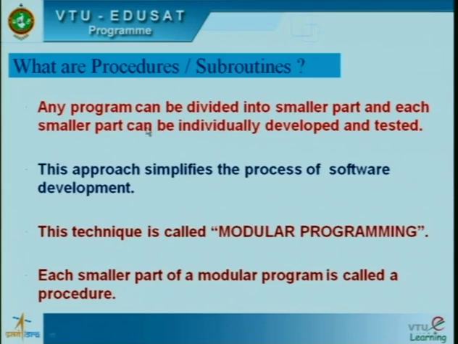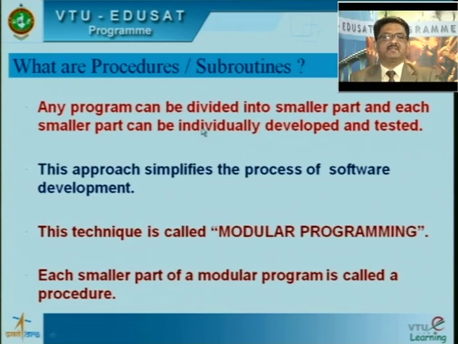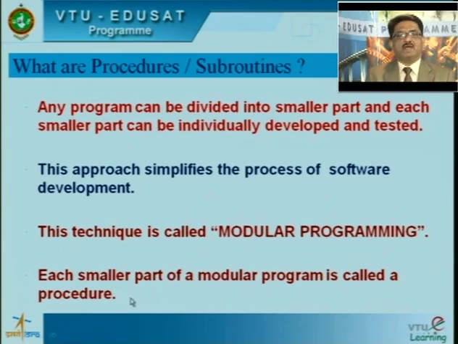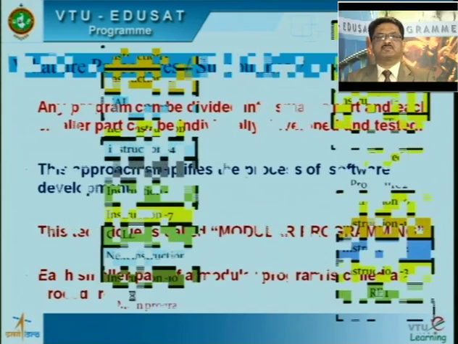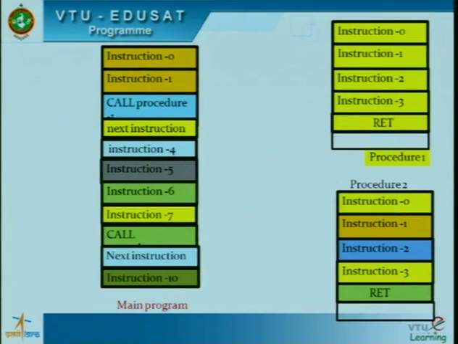Any program can be divided into smaller parts, and each smaller part can be individually developed and tested. This approach simplifies the process of software development. That is what is called modular programming. Writing functions makes your program simpler to handle. In this technique, each smaller part of the program is called a procedure.